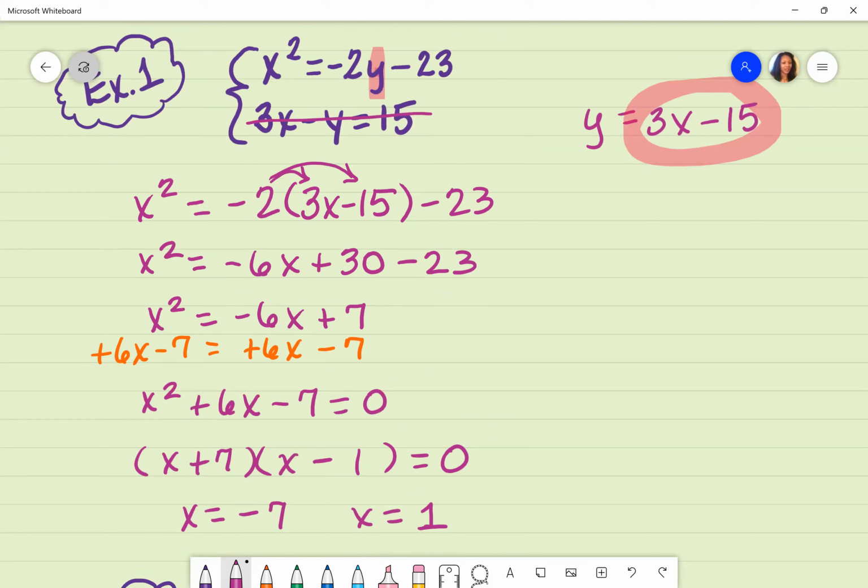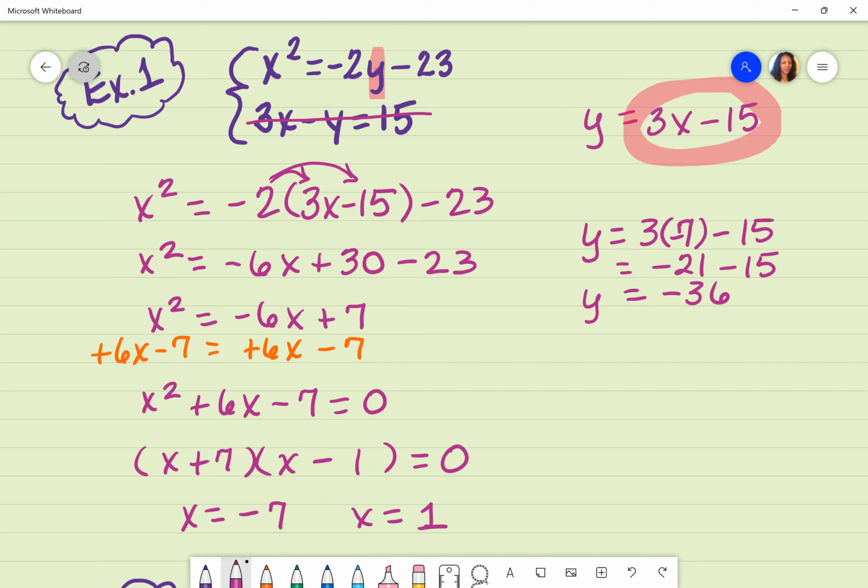So what I'm going to do is take the part that I already highlighted here and use that to substitute in. So when x is -7, y is going to equal 3 times -7 minus 15, and just keep going. 3 times -7 is -21, minus 15 or plus -15, however you want to read it. And that's going to simplify to y being -36.